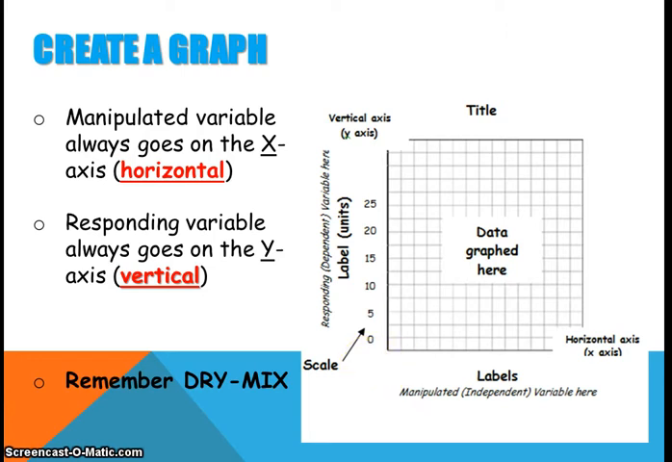Easy way to remember this is with the words DRY MIX, where the D in dry stands for dependent, the R stands for responding, and the Y tells you that it goes on the y-axis. The M in mix stands for manipulated, the I for independent, and the X tells you that these variables go on the x-axis.